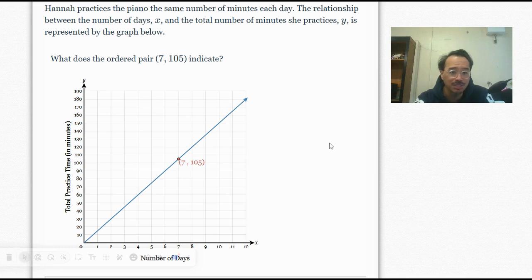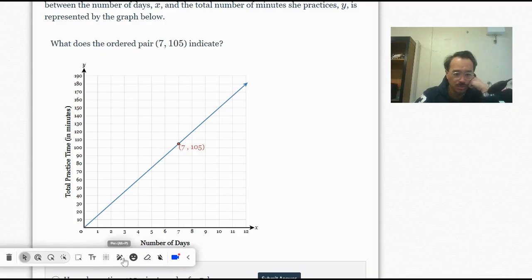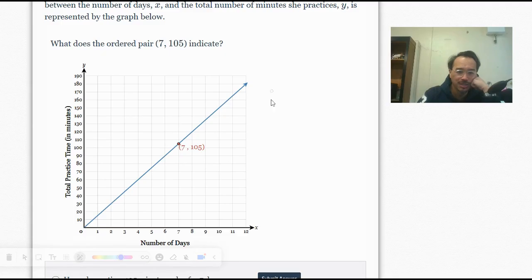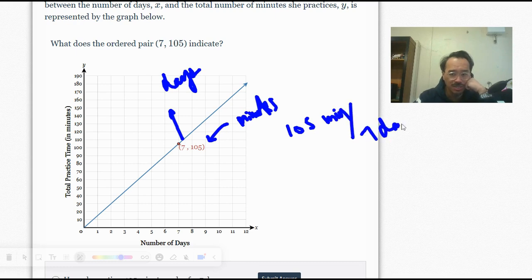So the question is something like this. What does 7, 105, right? What does this ordered pair indicate? What does that tell you, right? Well, first comes X, so let me write this down. Do I have to? Sure, right? Days is 7, so this is days. And the second number indicates the minutes. So it's 105 minutes for every 7 days.